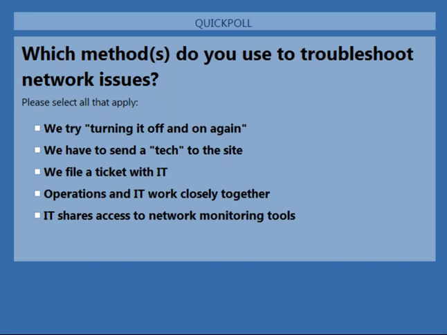We file a ticket with IT. Operations and IT work closely together, the fourth one on there. That's great. And the last one, and I hope we kind of characterized some of the things: IT shares access to the network monitoring tools. That's a great collaboration model, and we see that as a best practice in some of these progressive companies.